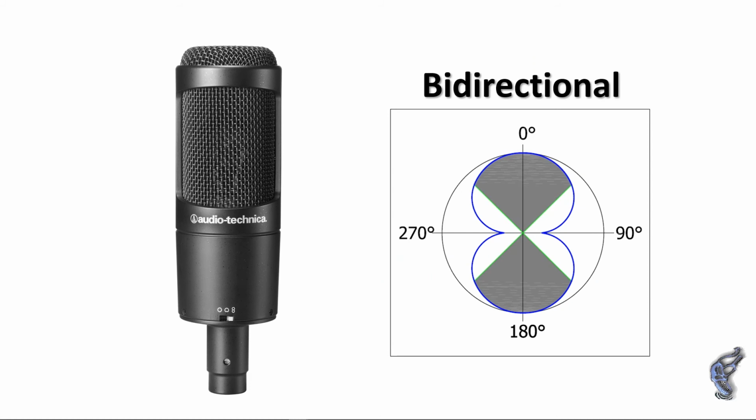Finally, we have the bidirectional pickup pattern, giving us 2 equal pickup lobes, one on each side of the diaphragm. You've probably seen music videos where 2 vocalists face each other with a mic in between them. That's most likely a bidirectional mic. They're great for certain applications, but they cost more, and their use is limited, so they're not nearly as common.